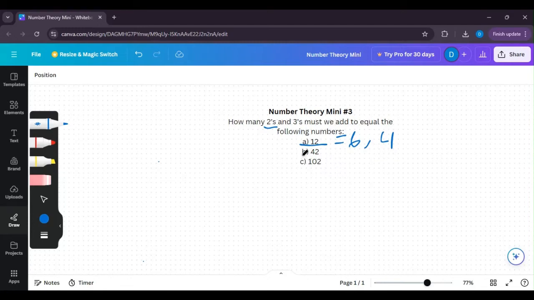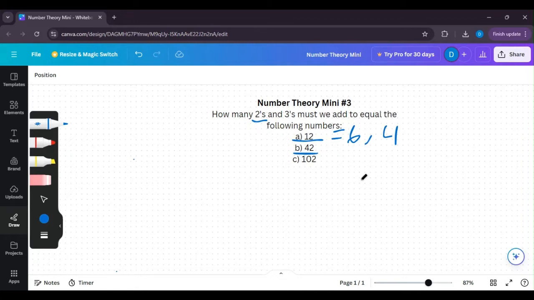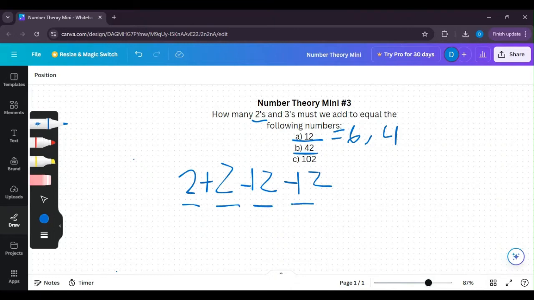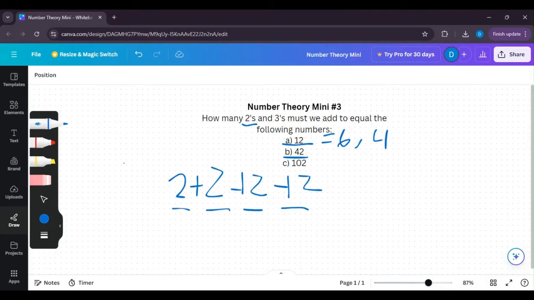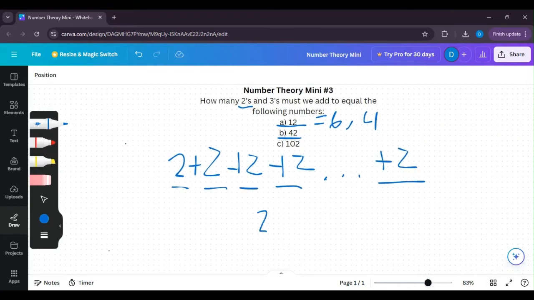So we can move on to problem B. This is a larger number, but it should be the same concept. So 2 plus 2 plus 2 plus 2, we can add it all up, add all the 2's. Way too many 2's to write here. But how many 2's are there actually? There's 21, because 21 2's is equal to 42.